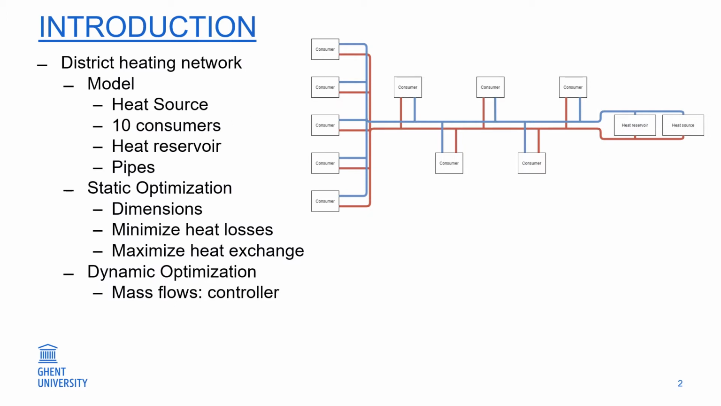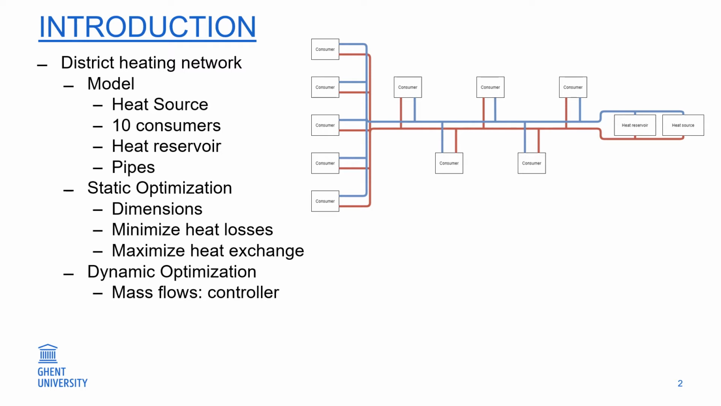In our project, we modeled and optimized a district heating network. In a district heating network, waste heat from a plant is used to heat different households in a certain district. And first we made a model. In our model, we used one heat source, 10 consumers, a heat reservoir, where energy can be stored when the demand is lower than the supply, and pipes that connect the different components, of course.